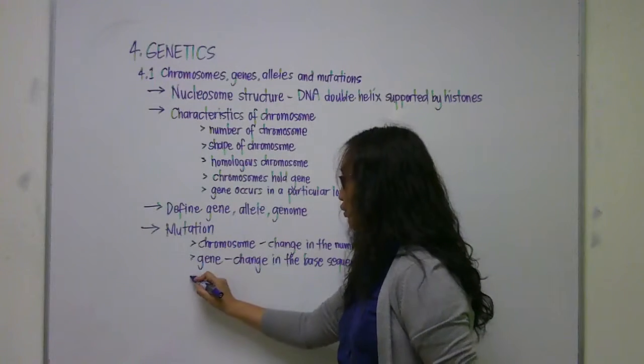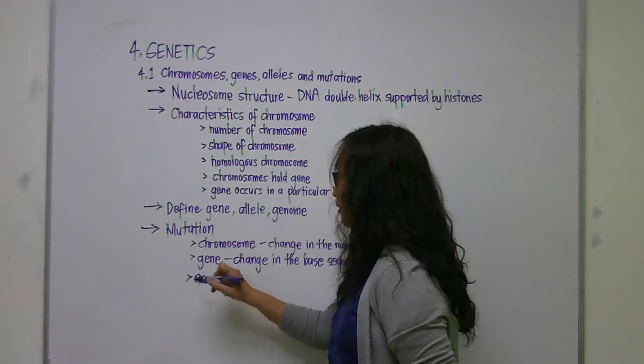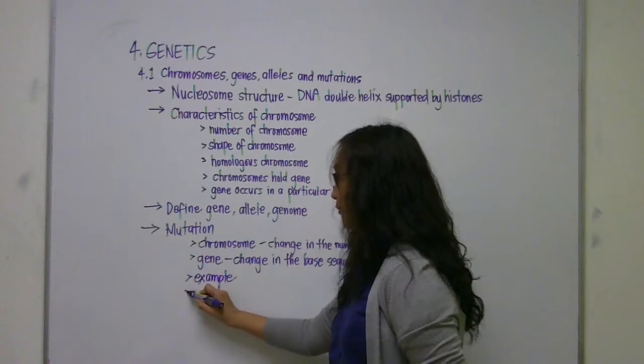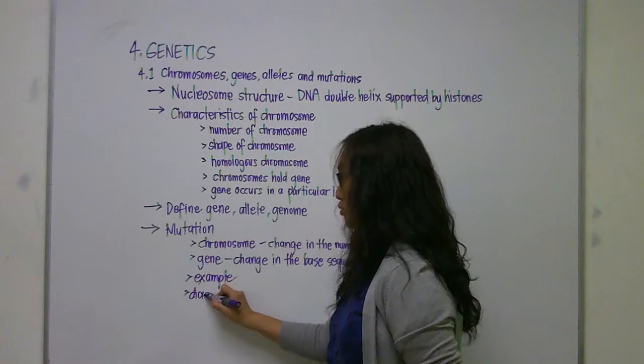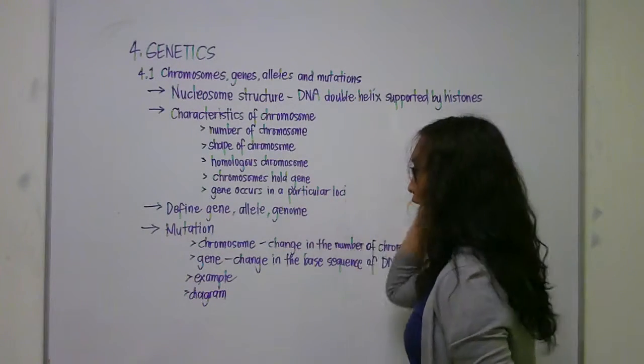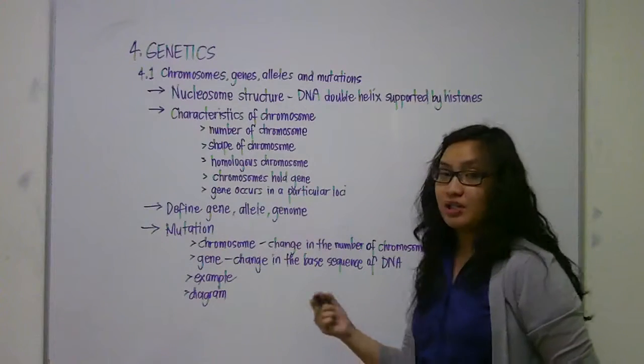We have to include some examples for each. And if we can provide diagrams as well, then it is going to help the students better understand how these types of mutations occur.